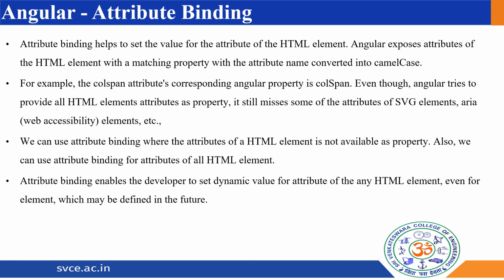Even though Angular fails to provide all the HTML element attributes as properties, it still uses some of the attributes of SVG elements, modular elements, etc. We can use attribute binding when the attributes of the HTML element are not available as a property. Also, we can use attribute binding for attributes of all the HTML elements. Attribute binding enables the developer to set a dynamic value for the attribute of any HTML element, even for elements which will be defined in the future.